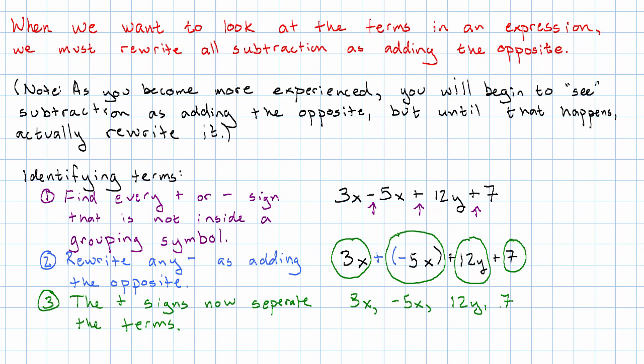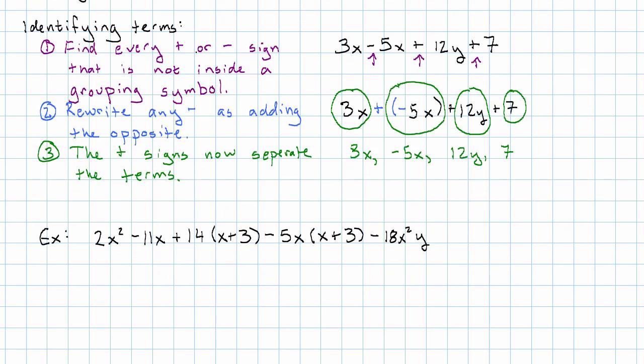Okay, let's go through the same process with a more complicated expression. So this is a big, complicated expression. It has some parentheses in it. There could be a lot of work to do here. To identify the terms, though, we follow exactly the same process. We find every plus or minus sign that is not inside a grouping symbol. Notice I'm ignoring these because they're in parentheses.